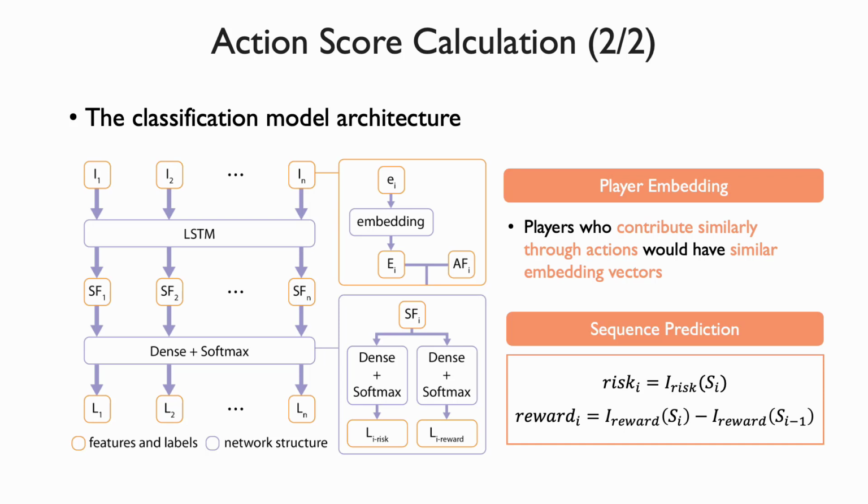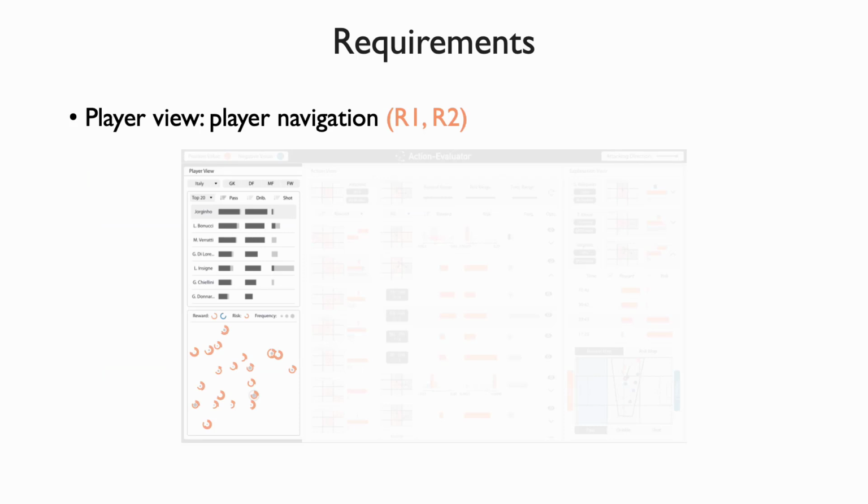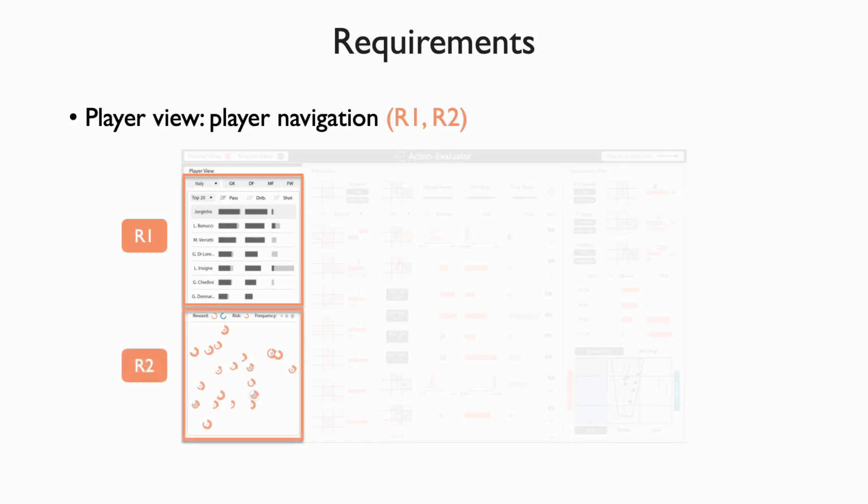The sequence prediction component predicts the expected possession result on both risk and reward. The risk score indicates the chance of the possession still maintained after the action, and the reward score means the chance increment of winning a shot or goal caused by the action. As for player navigation, we design a player view, including a player ranking list and a player projection component to present the similarity among the players.